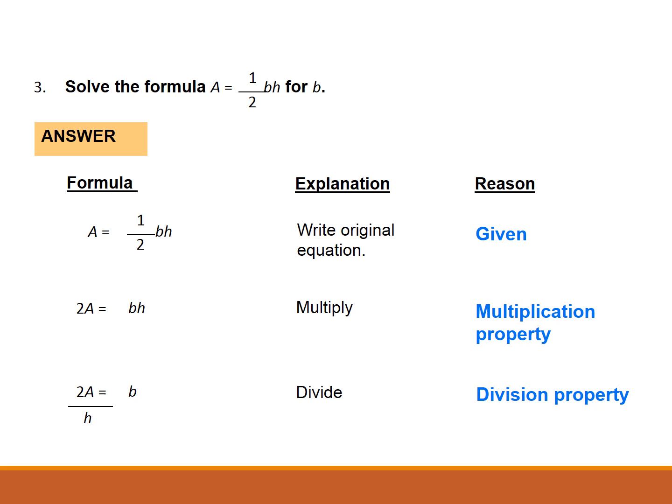Okay, well again, we start out with our given. Then we want to get rid of that denominator, so we multiply both sides by 2. That's the multiplication property. And then I want b by itself, so I divide, division property. Notice we don't show the algebraic work inside. We go directly to the answers every time. That's how we want to write our proofs.